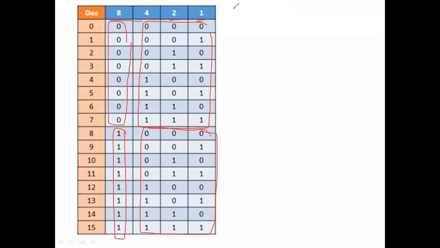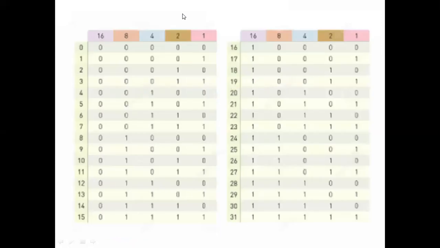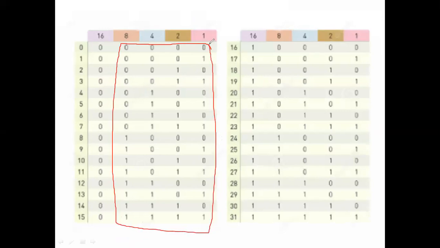Okay, if you are taking the 5-bit combinations, 0 to 31. Okay, 0 to 31. That means here, see here. So 0 to 15 already we know. 0 0 0 0 2 1 1 1 1. Here also 16 combinations. 0 0 0 2 1 1 1 1.